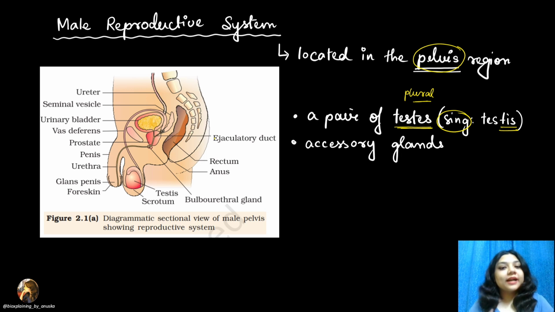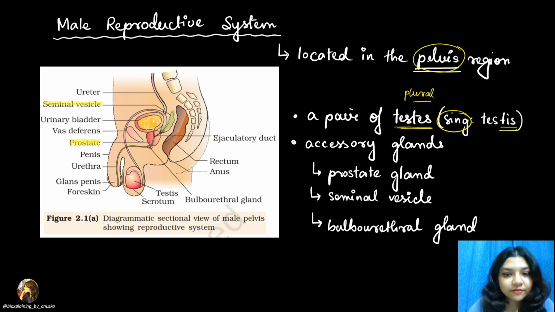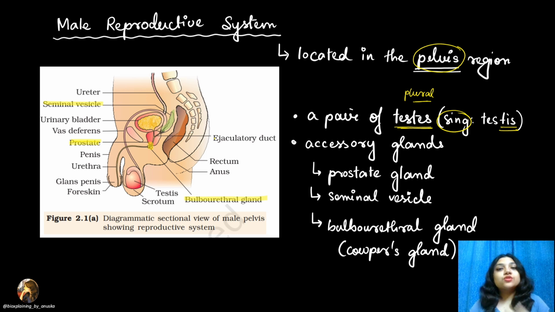Then there are accessory glands present, right? What are the different accessory glands? They are the prostate gland. Let's locate them in the diagram. The prostate gland is present, this red colored structure here. Next, you have the seminal vesicle. This leaf-like structure, see, here it is present. This is the seminal vesicle. And next we have the bulbourethral gland, this small one here. The bulbourethral gland is also called Cooper's gland, right?